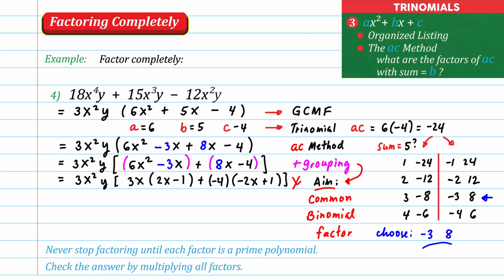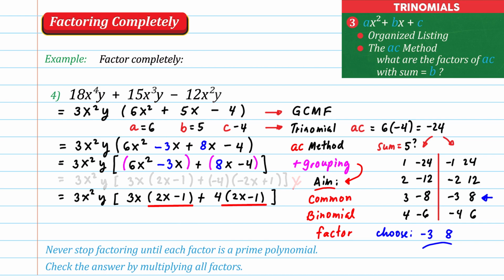However, if we just copy the first part here, and instead factor out 4 here, we can achieve our aim, a common binomial 2x minus 1. So, we disregard our first try at factoring out a GCMF. Now, we copy 3x squared y again and do the final grouping step for the terms. Since we now have a common binomial factor 2x minus 1, we factor that out.